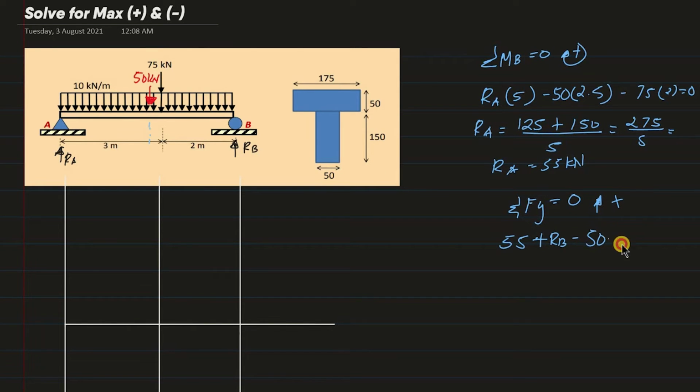Minus 50 minus 75 is equal to 0, thus, RB is equal to, okay, so RB is 70 kilonewtons, and we can write them here. Our RA is equal to 55 kilonewtons, and our RB is equal to 70 kilonewtons.